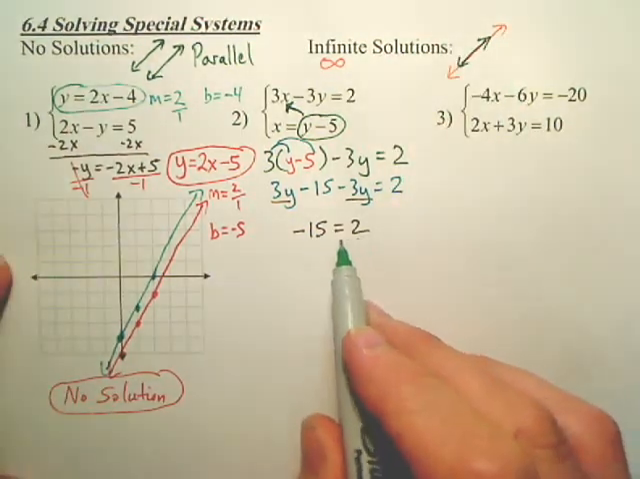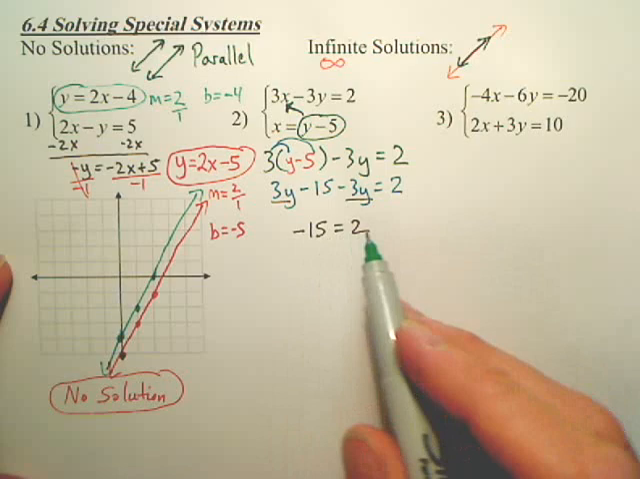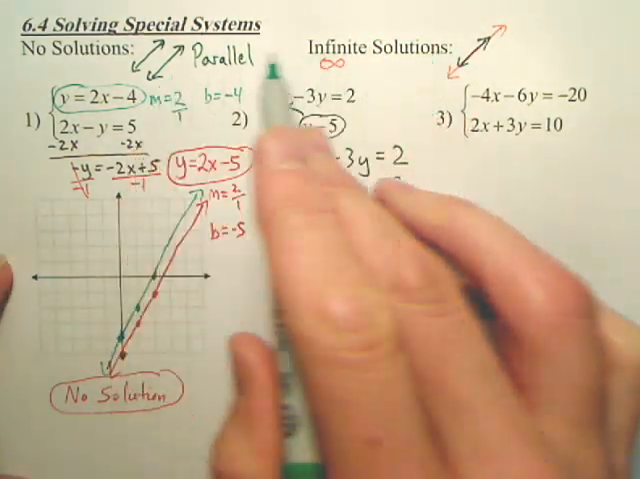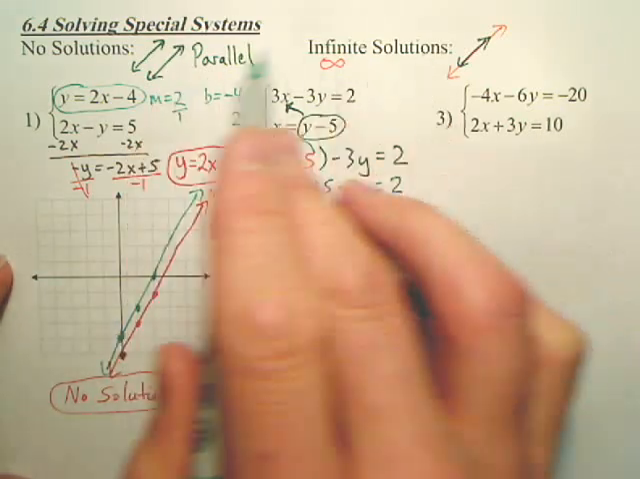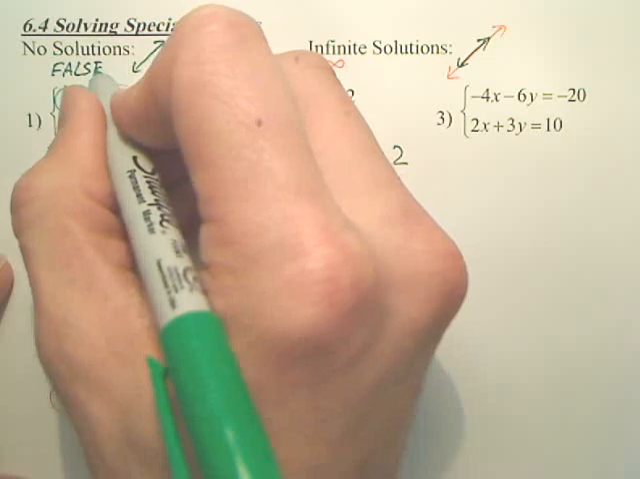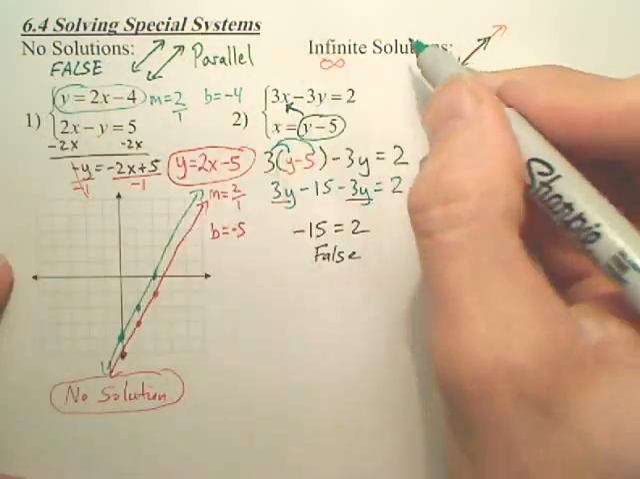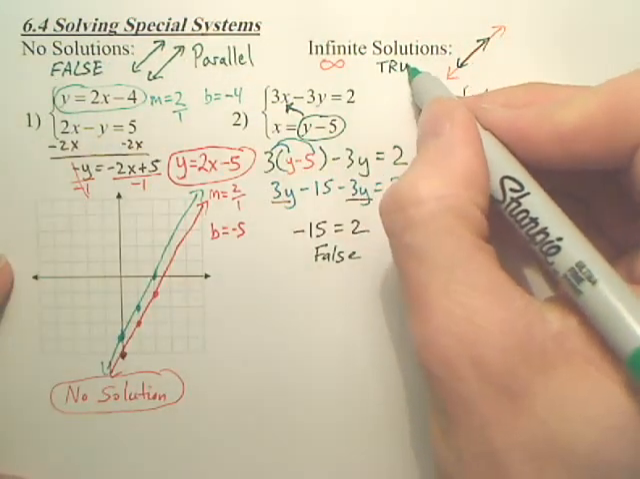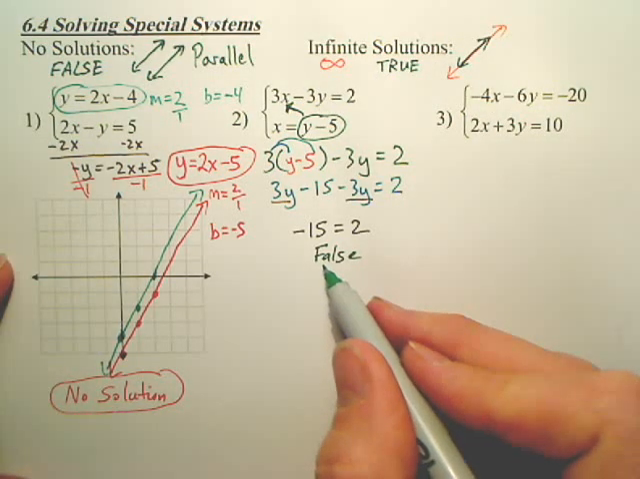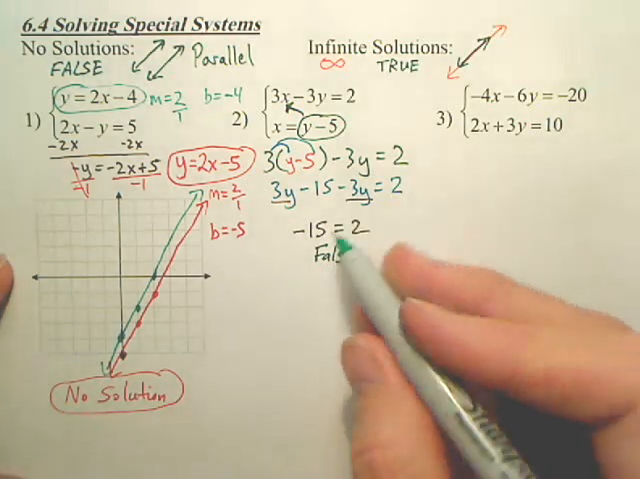Well, is it true or false? Isn't this false? Which one do you think is false? Wouldn't no solution probably be the false one? So won't this one be the true one? So since this is false, this means there's going to be no solution.